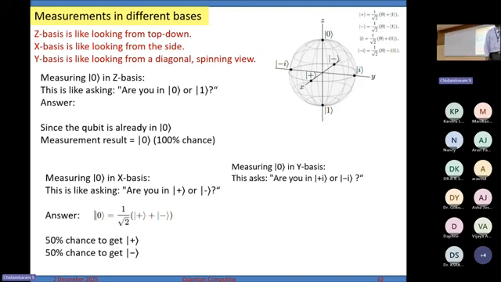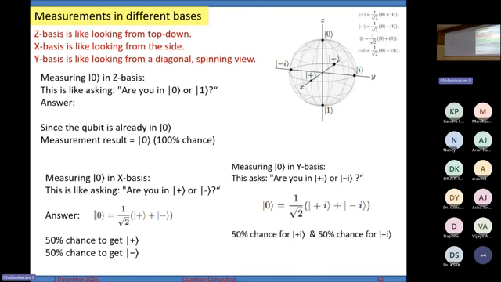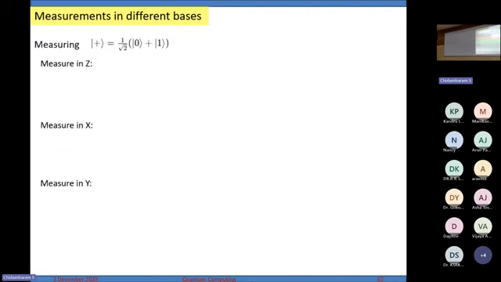I am measuring 0 in the Y basis. What is the question? Are you aligned with plus i or minus i? How do I represent it? 1 by root 2 of plus i plus minus i. What is the operator? Y. So now when you ask this question and measure it, what is the output? 50% chance for plus i, 50% chance for minus i.